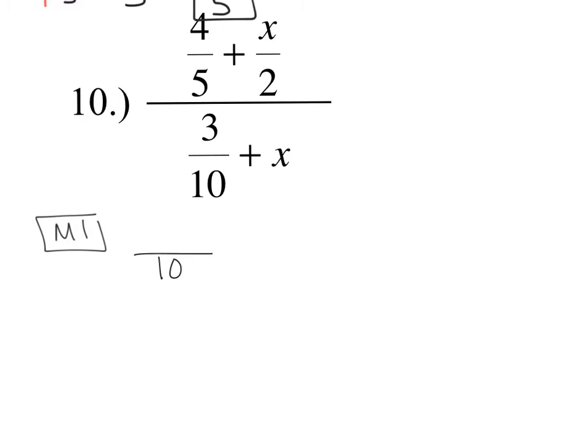So when we have that, I'll have to multiply the 4/5 by 2 over 2 because I need that 10, and I'll need to multiply the x over 2 by 5 divided by 5 in order to add those fractions, so that would make it an 8 plus 5x.